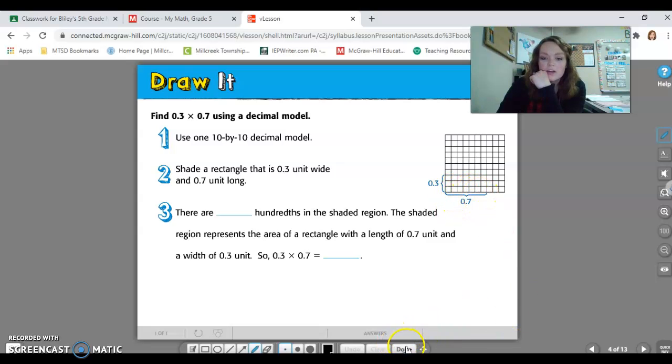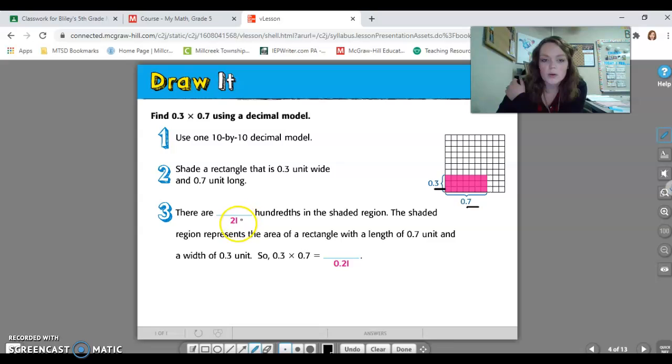Mrs. Bliley is actually going to use this because sometimes it's hard for you to see when I color them in. So this is going to give us 3 tenths times 7 tenths. I hope you can see that in the shaded in blocks that are pink. Then we are going to multiply. If we just look at this, we can multiply because we know our multiplication facts. We have 3/10 times 7/10.